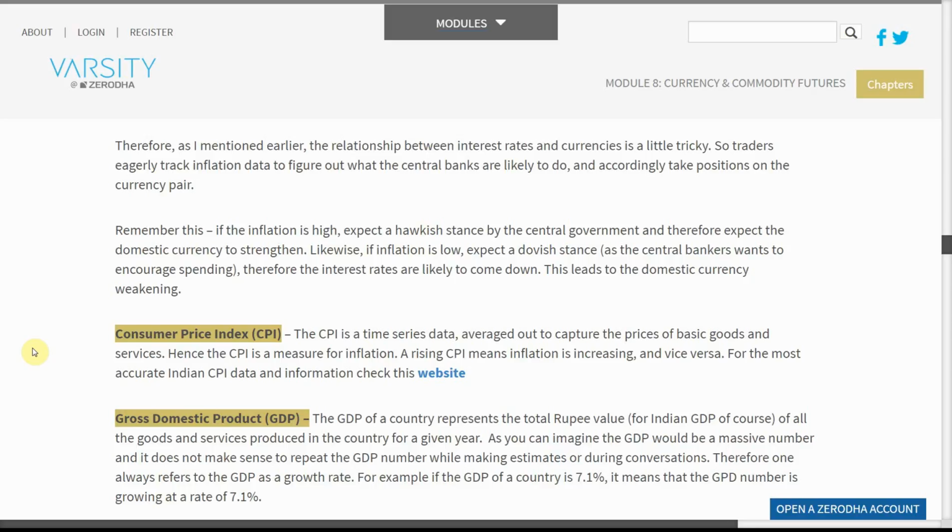Consumer Price Index, CPI. The CPI is time series data averaged out to capture the prices of basic goods and services. Hence, the CPI is a measure of inflation. A rising CPI means inflation is increasing, and vice versa. For the most accurate Indian CPI data and information, check this website.